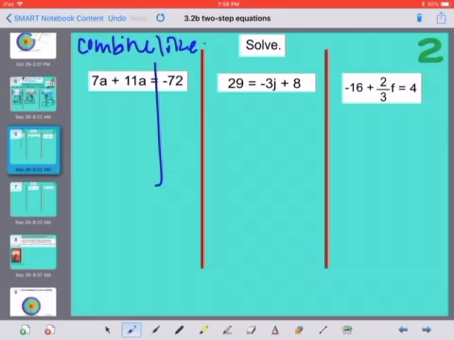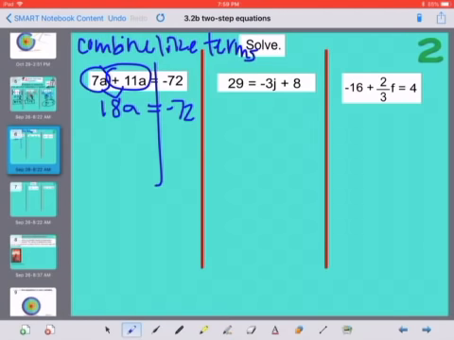Combine, like, this is making it difficult to write terms. So we have 7a plus 11a, they're both positive, so we can just add them up. That gives us 18a equal to negative 72. And then all we have left is to get rid of our 18. We know that's touching, it's multiplied, so we can divide.